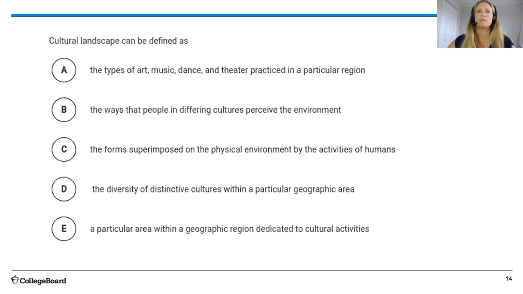It says cultural landscape can be defined as, and it's basically looking for a definition. But like I just said, you're not going to see that same definition that your brain might be looking for. So the best answer here is C, because this is another way of wording it. Cultural landscape is the forms that humans have made on top of the natural environment, so the forms that are superimposed on that physical environment. So C is a great answer here.